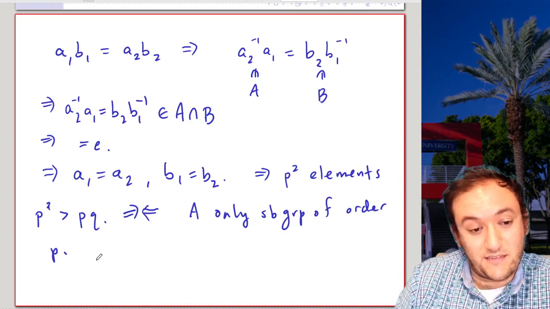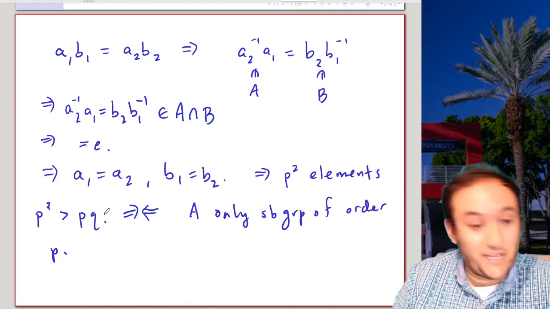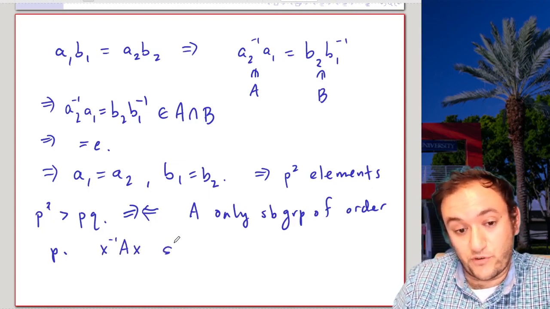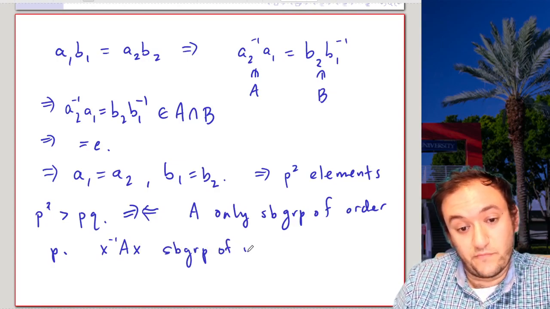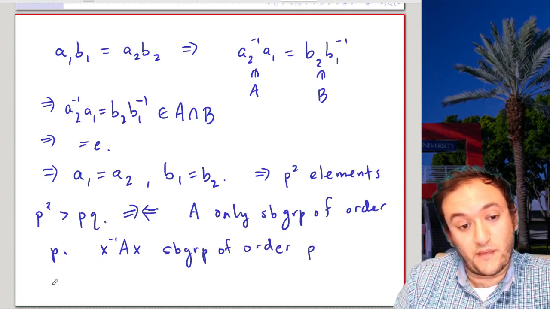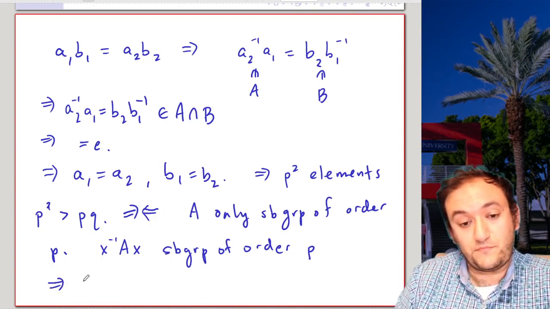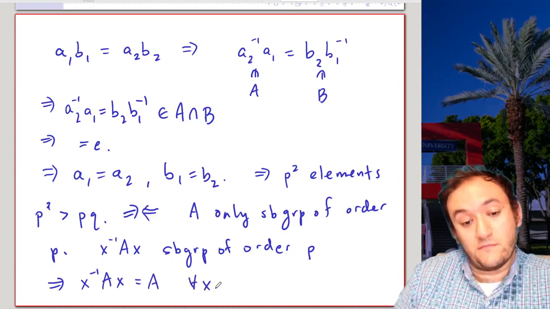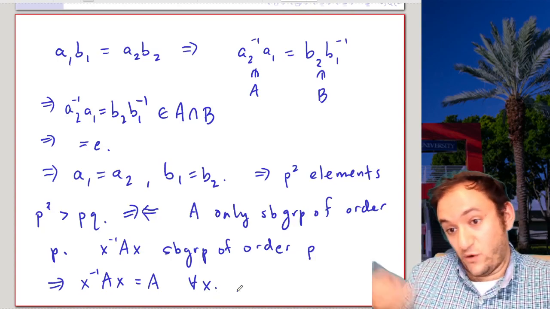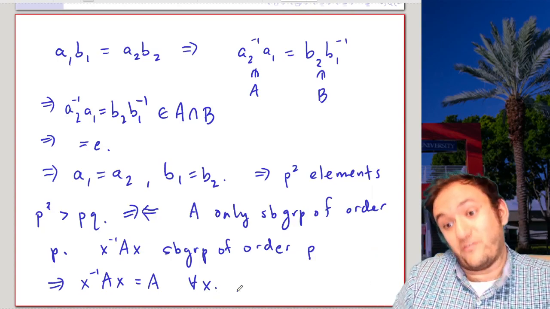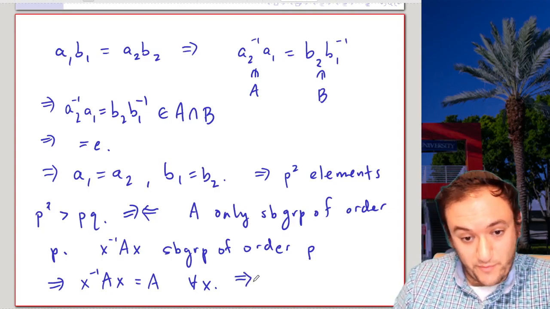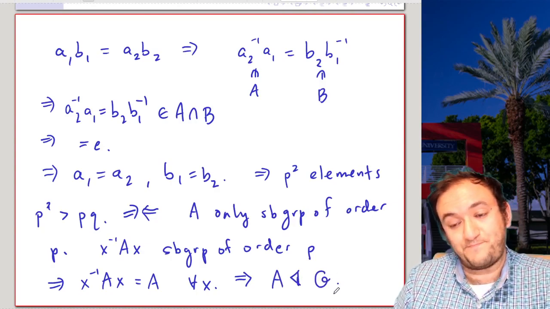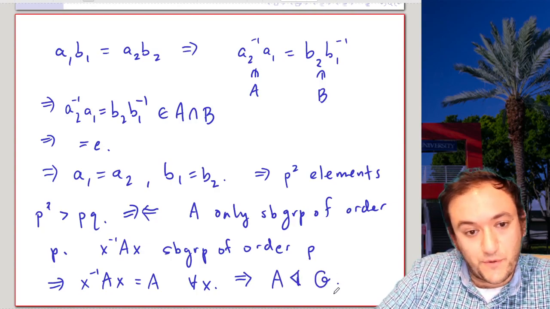And that means that if we were to try and conjugate it, so x inverse A x, this is also a subgroup of order p. And that implies that x inverse A x must be equal to A for any x. Right? Because if A is the only subgroup of order p, that's where it's got to fall. And we know that this is the definition of normality. A is a normal subgroup of G. Okay. So that was cool.